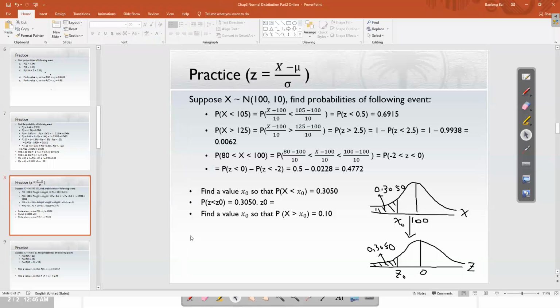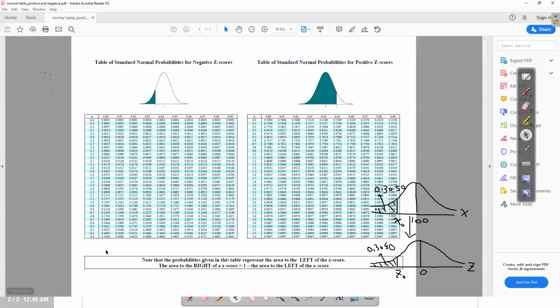So then we go to the z table, find a z-score matching probability 0.3050, right? But pay attention to the sign. You can only do that when the sign in the event here is smaller than, okay? So 0.3050, that's what they need to match. So we go to the z table, 0.3050. We have 0.3015, 0.3050 is right here.